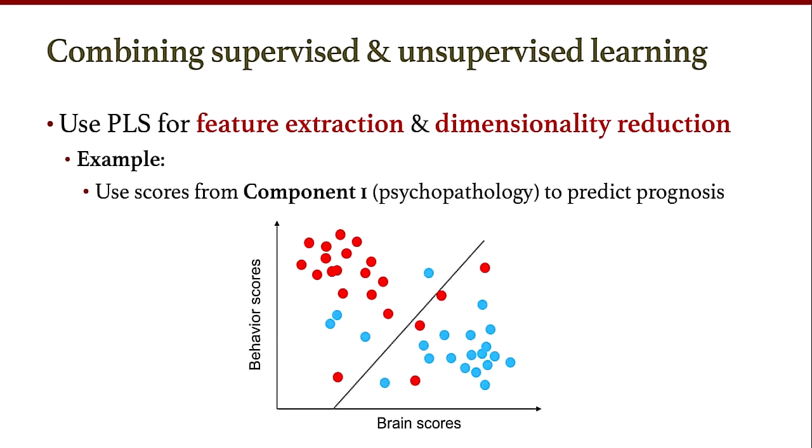So for instance, if we take just 2 features, the brain and the behavior scores of all subjects, and then we use these 2 features to classify patients with a better prognosis versus a worse prognosis, then we end up with 2 features that are at the same time both very low dimensional and that have biological relevance because they're weights on a psychopathology factor. If you use PLS for feature extraction, then you just need to be careful to use it in cross-validation.